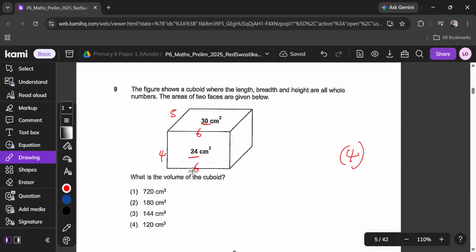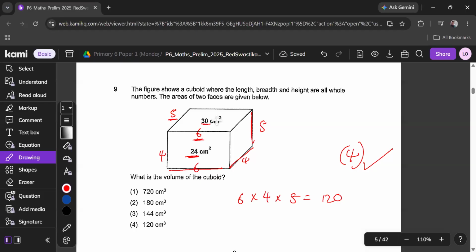Once you got the length, the breadth, and the height, then you can find the volume. So you take length times breadth times height, and you will get 120. And that's how you get number 4. So to do this question, it's quite fun. You have to do guess and check. What times what equals 24? Find your factors of 24, and then make sure the same number can multiply by 5 to get 30.